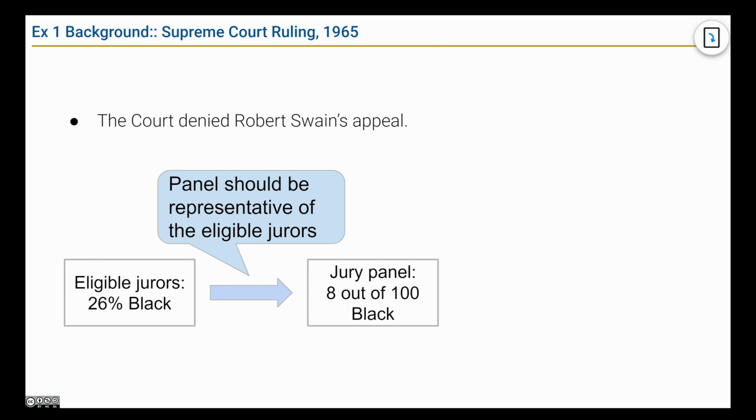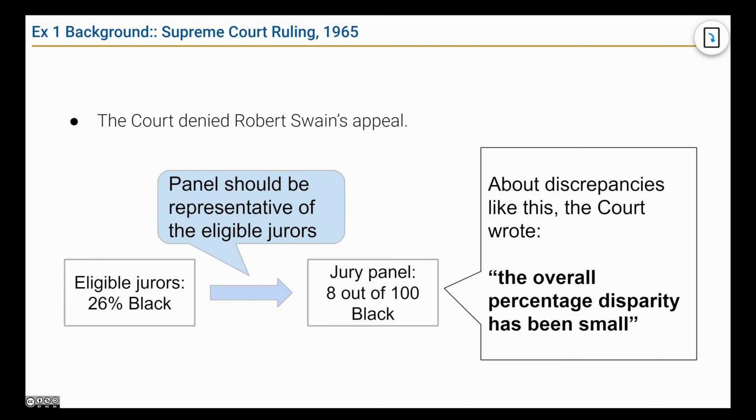The court denied Robert's appeal, and they claimed that while, yes, 26% of eligible jurors in the county were Black, having a jury panel of 8% Black people was not necessarily a huge disparity. They actually wrote, the overall percentage disparity has been small. So they did not find that to be grounds to support that there was any type of unfairness, at least in the jury panel selection.